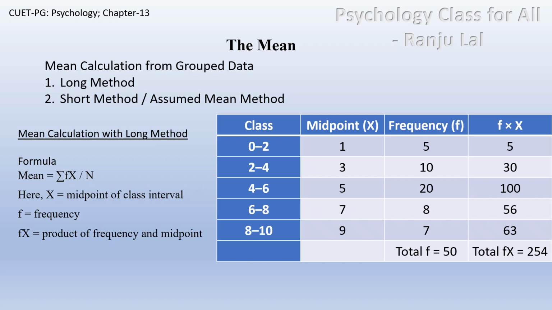Likewise, we need to calculate the fourth column value for each row. At the end, we have the sum of the fx column as 254, and then as a next step, we will apply the long method formula for mean: mean is equal to sum of fx divided by n, then 254 divided by 50 is equal to 5.08 hours.